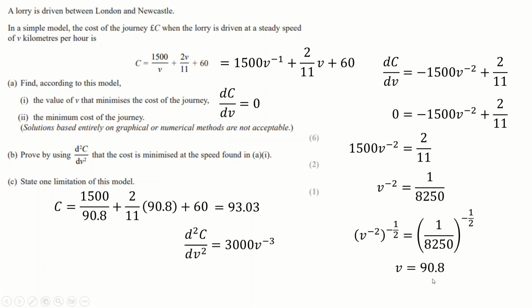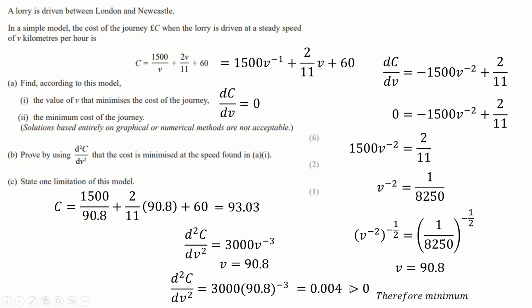Bear in mind also, if you got this wrong and you put it in here anyway, you get marks for error carried forward. You still get marks even if previous bits are wrong, as long as you're doing the right thing. But anyway, we put this into here, and we get 3000 times this to the minus 3. You can type that into a calculator if you really want to, and you get this, which is bigger than 0, so it is minimized.